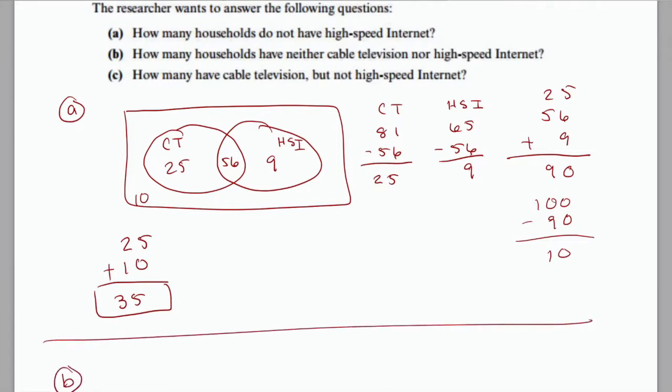Now B, how many households have neither cable television nor high-speed internet? That would be A and B complement. So that gives me a total of 10, as stated right there in my Venn diagram. And for C, how many have cable television but no high-speed internet? Well, that's 25. We already answered that when setting up our Venn diagram. So there we go. We're done.